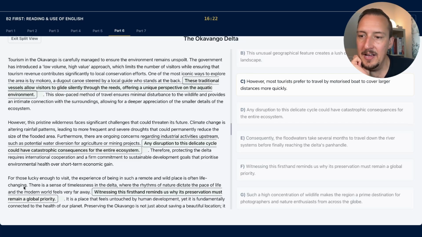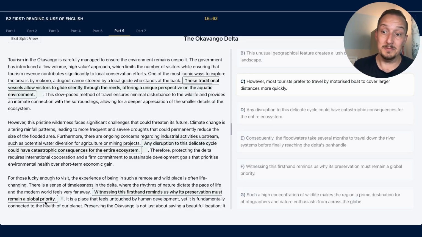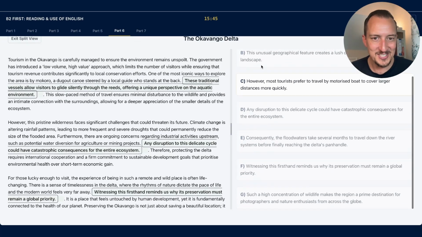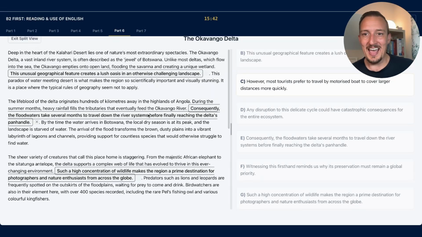Witnessing this firsthand. So for those lucky enough to visit, so there's a sense of the people who've been there, who see this for themselves or in person, reminds us why its preservation must remain a global priority. It is a place that feels human development and fundamentally content. So this supports the next sentence, the reason why its preservation must remain a global priority. Whereas this one, travel by motorized boat to cover large distances more quickly, has got nothing to do with it, we're not talking about transport or boating here. So C, let's just make sure we've used all of them. We have. C is the one that we're not using, and there are our answers.